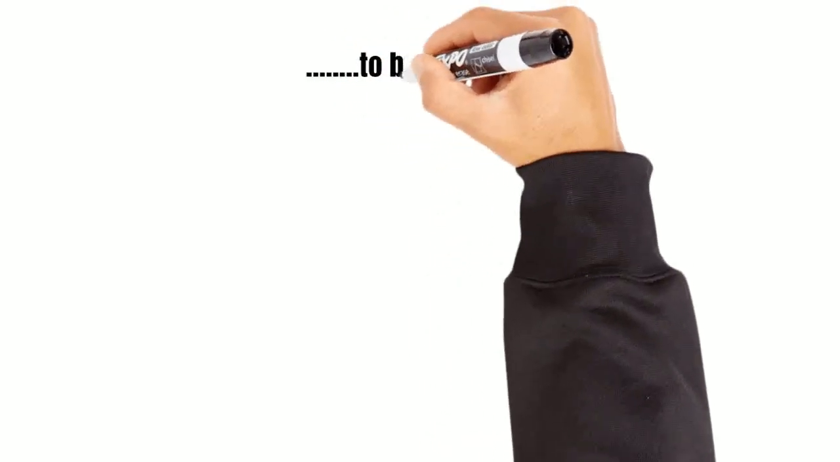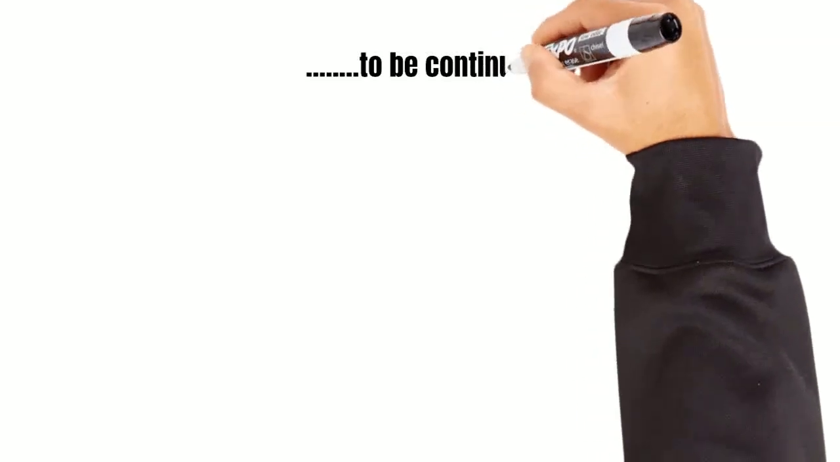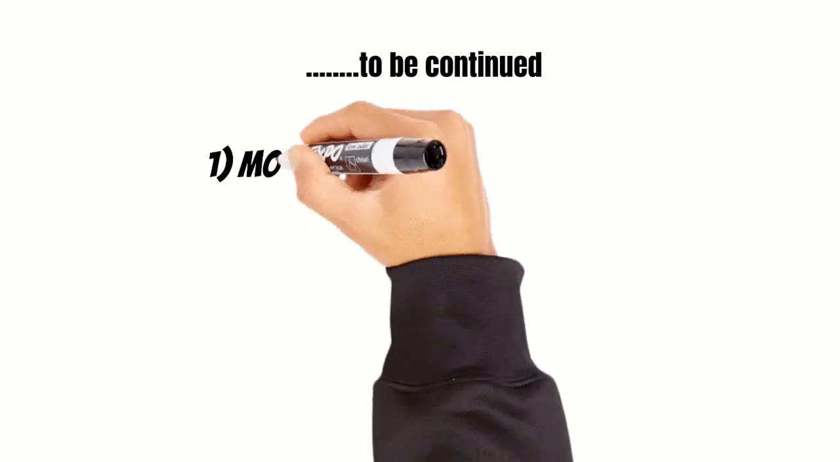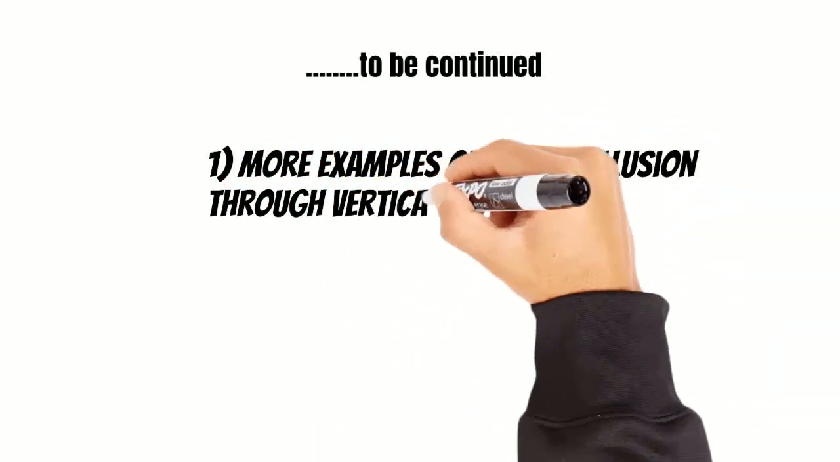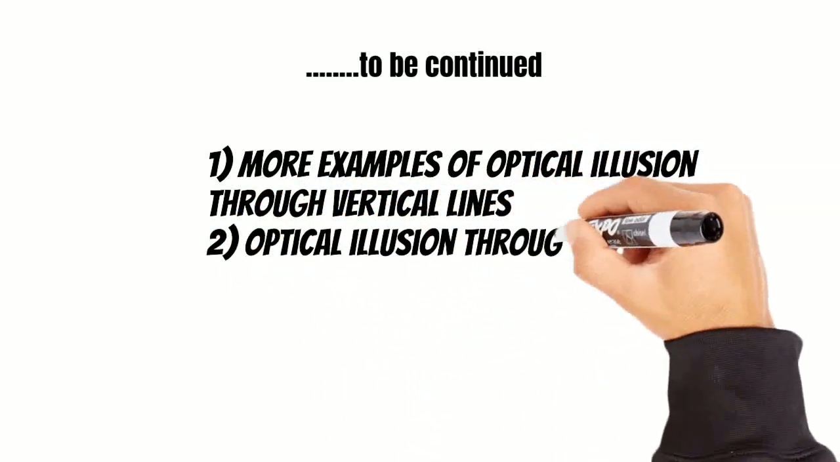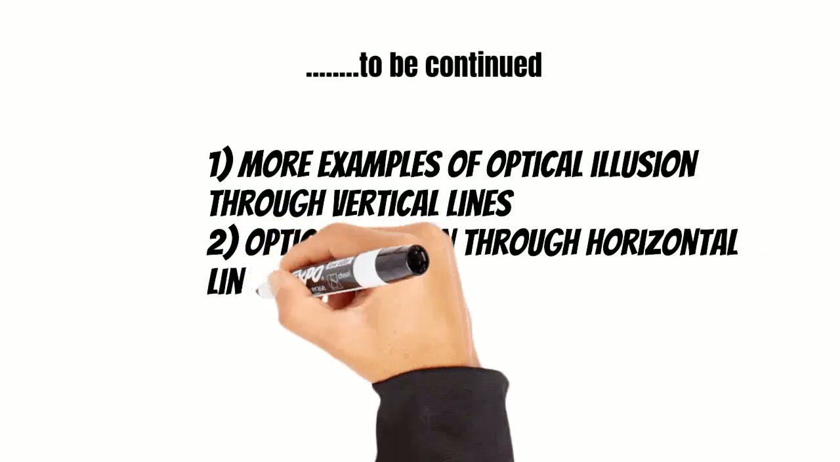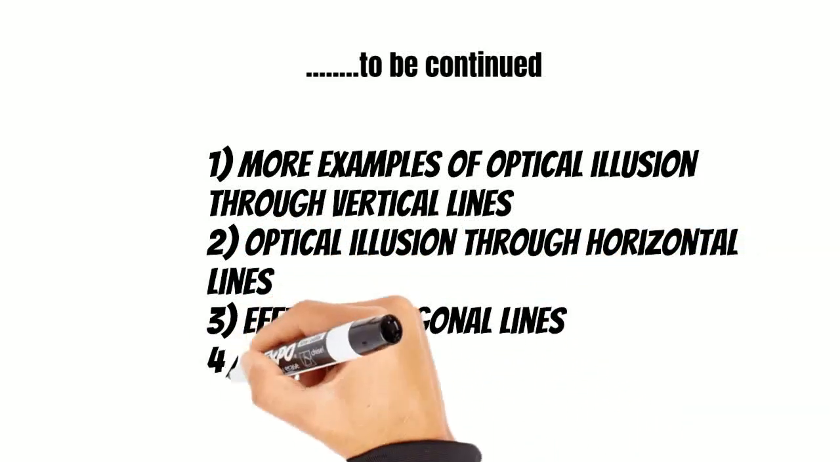That's it for today. The lines in elements of design is a vast chapter of fashion designing. We will continue it from here in our next video. The topics in our next video will include more examples of optical illusion through vertical lines, optical illusion through horizontal lines, effect of the diagonal lines, and effect of the curved lines.